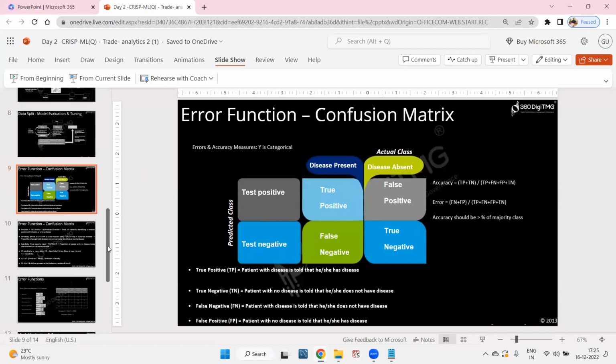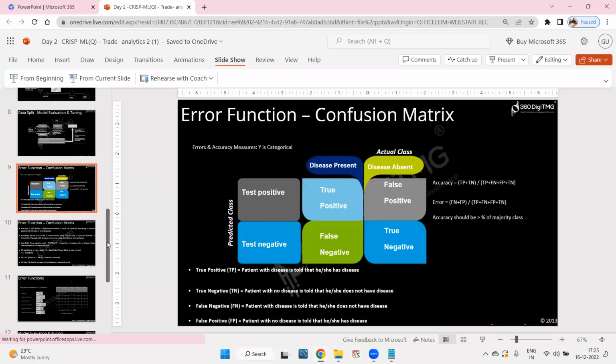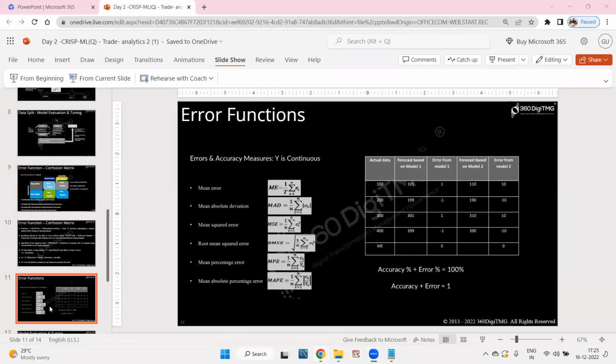There is a good amount of information pending, so we will continue with the same concept tomorrow. Then we will proceed to data pre-processing. In data pre-processing, we take the data and look at pre-processing.